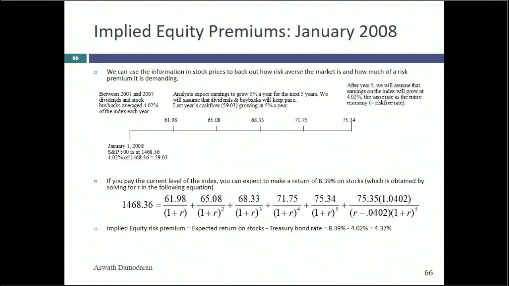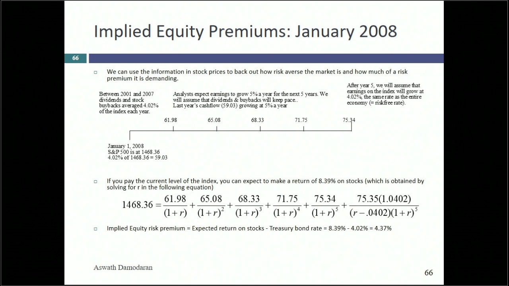I've got the problem set up right. I've got the level of the index, 1468.36. There are my cash flows for the next 5 years. There's the cash flow in perpetuity growing at the risk-free rate, which is 4.02% at that point in time. I solve for the discount rate. It's a tricky solve because your last number itself is going to change, so I actually have to use the solver function in Excel. And when I do that, I come up with 8.39%.